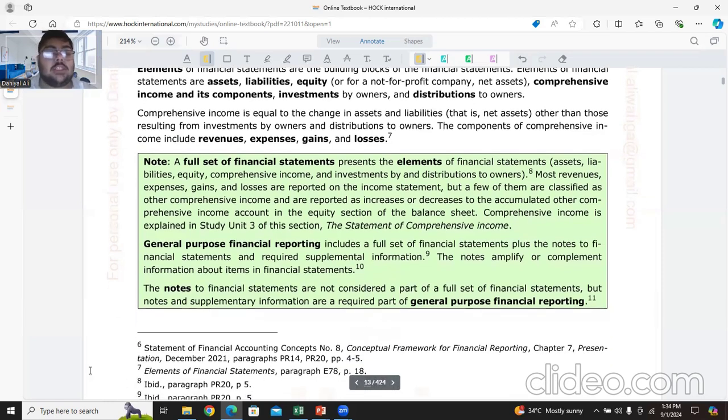It explains about the general purpose financial reporting. General purpose financial reporting includes a full set of financial statements plus the notes to financial statements and required supplementary information. The notes amplify and complement the information about the items in the financial statements. Yes, your general purpose financial reporting includes a complete set of financial statements. Then it includes your further workings, your notes, some schedules.